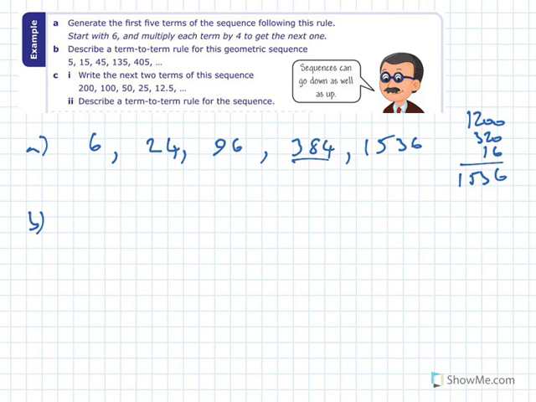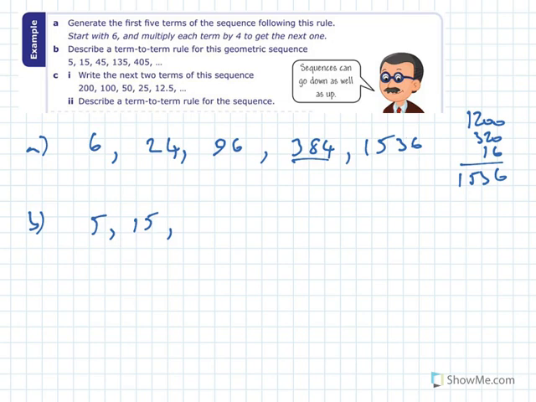So have a quick think or write it down in your book. What would you write down as the rule for 5, 15, 45, 135, 405? Pause the video and just have a think about that or write it down. So the most common mistake people make here, well, let's just do the first bit first, and then we'll talk about the most common mistake.